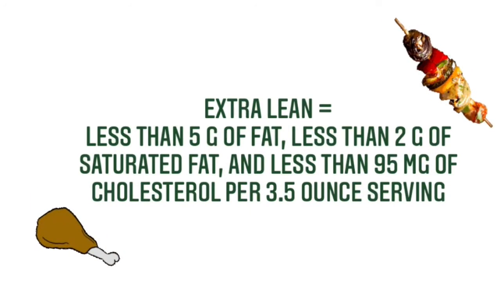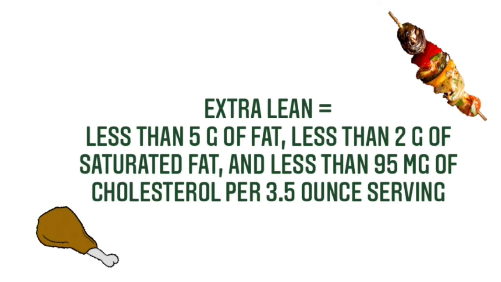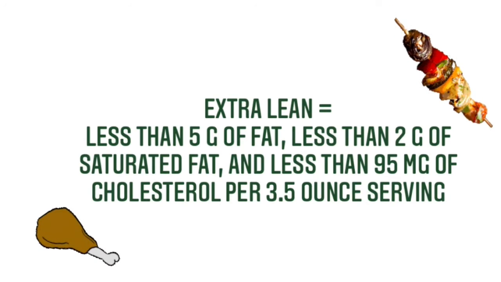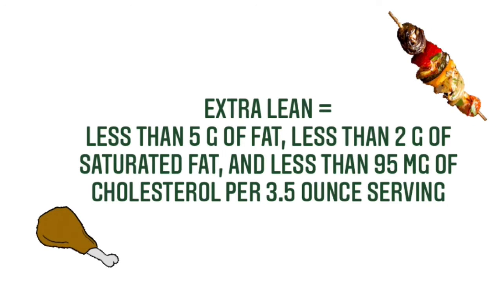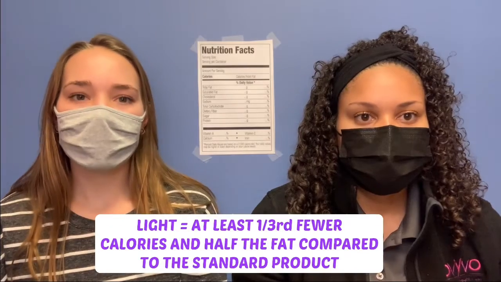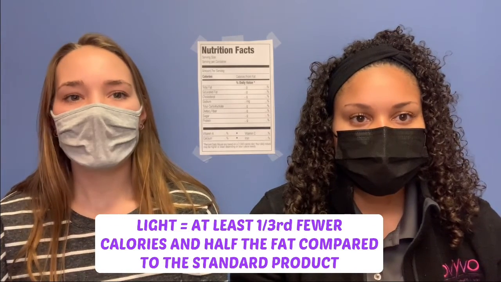And if something claims to be extra lean, especially when we're talking about different meats, that means it has less than 5 grams of total fat, less than 2 grams of saturated fat, and less than 95 milligrams of cholesterol per, again, 3.5 ounces per serving. And if something is light, it has at least 1/3 fewer calories or half of the fat of the usual product. We hope this video helps you feel more confident when you're at the grocery store next time to read over those food labels.